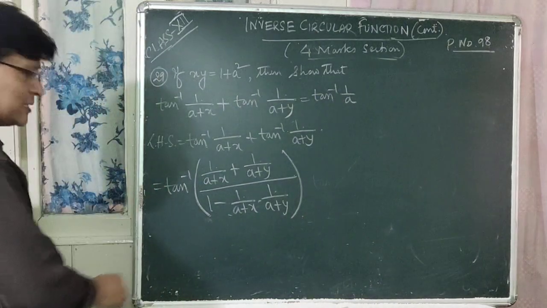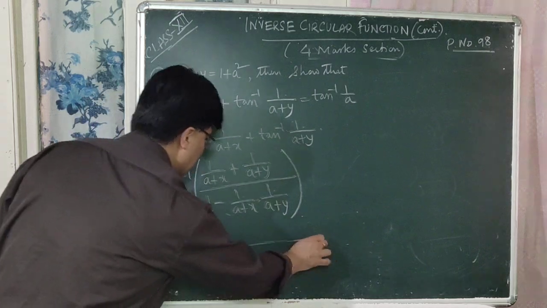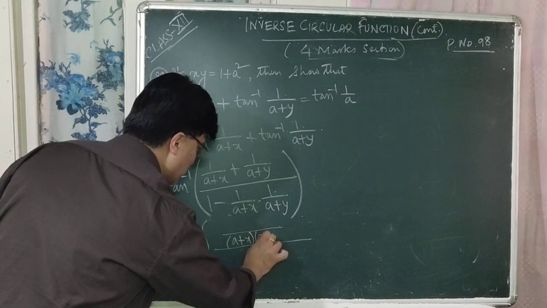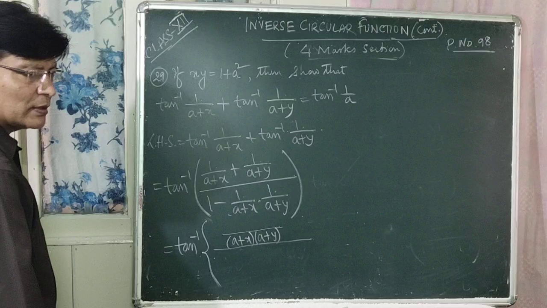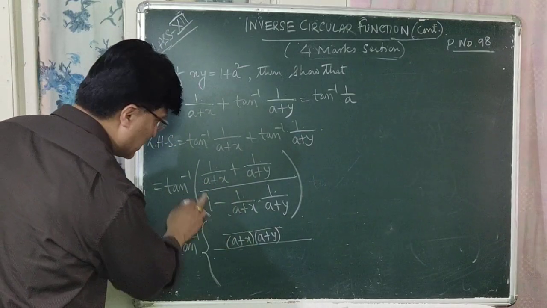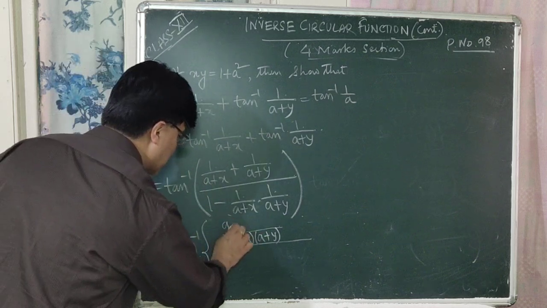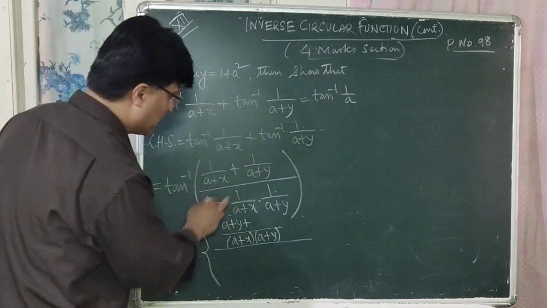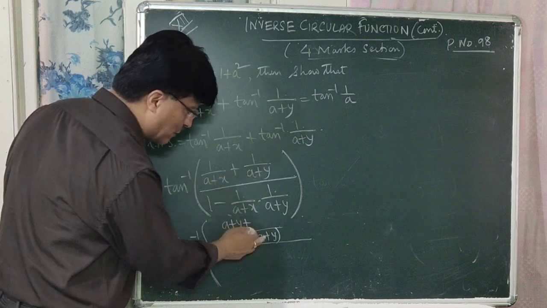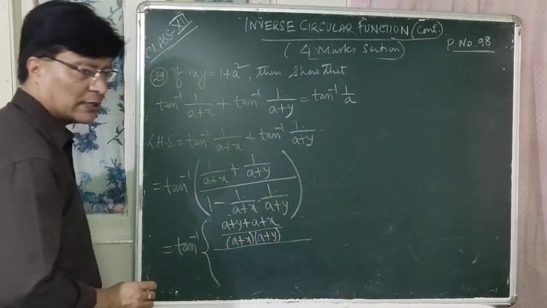So we can take the LCM. It is tan inverse, and now let us write it within second bracket. What's the LCM in the numerator? It is a plus x into a plus y, right? So in the numerator, this LCM divided by a plus x, a plus x gets cancelled. You will get a plus y, multiplied by 1, that is a plus y. Plus, this a plus x into a plus y divided by a plus y, a plus y gets cancelled. You get a plus x into 1, that is a plus x, right?